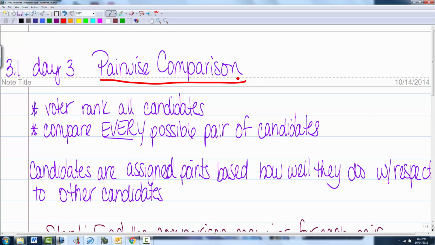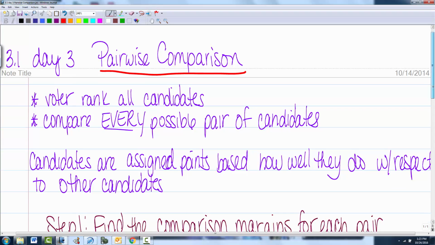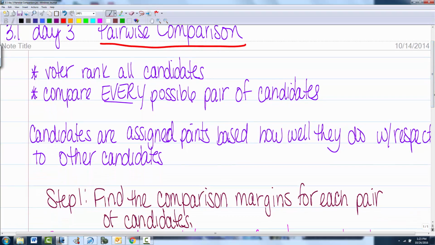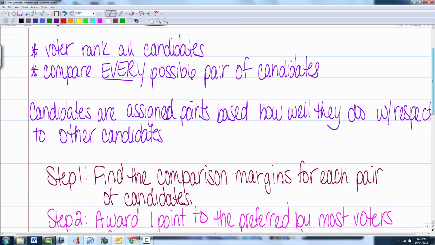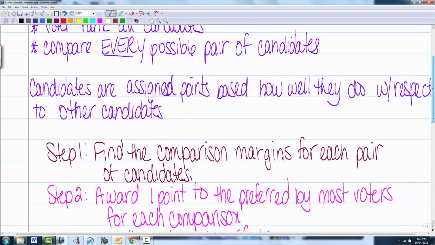So this is often called the Condorcet method, where you rank all the candidates. So you have to do the ranking: I like this one first, second, third, fourth, depending on how many there are. Then you compare every possible pair of candidates. I'm just going to do that down in the chart. We talked in class about how that works. You have to figure it out from my little video here.